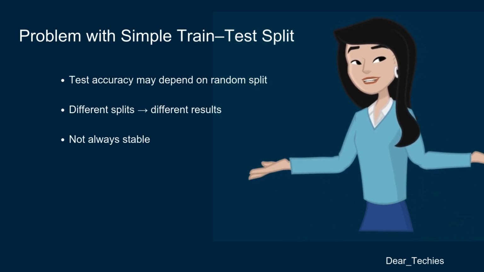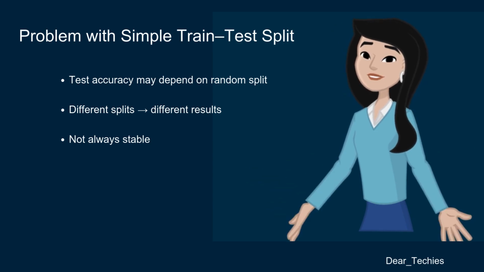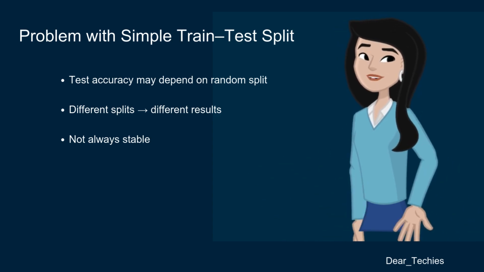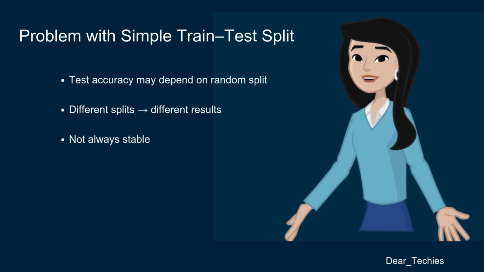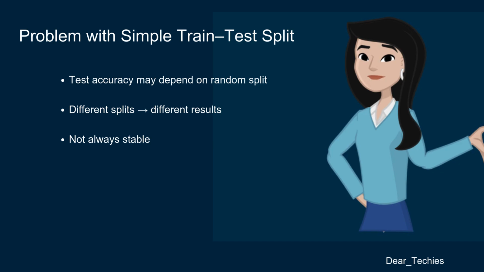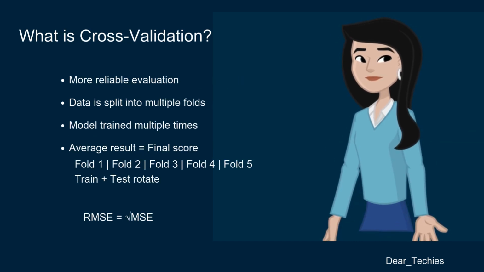Cross-validation is a more accurate and reliable method of evaluating a model. Instead of doing just one train-test split, we divide the dataset into multiple folds or parts. The model is trained and tested multiple times, each time using a different fold as the test set. Finally, we take the average performance across all folds. This gives a much more stable and trustworthy result.